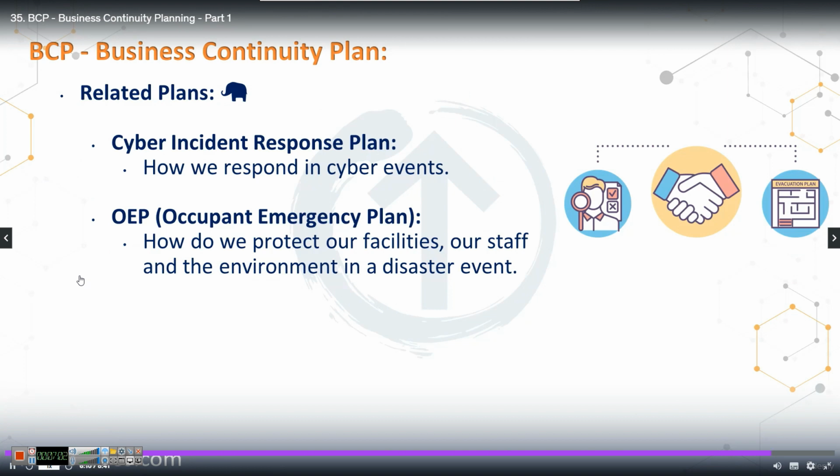And as the last plan we're going to cover this lecture, we have the OEP, the Occupant Emergency Plan. That focuses on how do we protect our staff, our facilities, and the environment in a disaster scenario. And that very heavily focuses on safety and evacuation. Part of this could be our fire drills. In most places, we have fire drills every year, so when an actual fire happens, most people hopefully know what to do. And with that, we are done with this lecture.